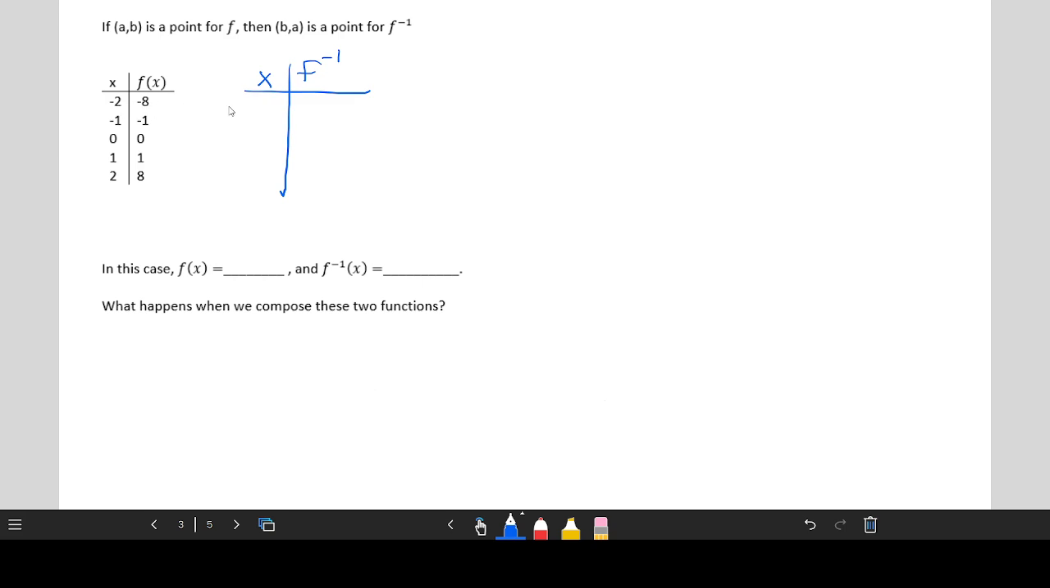So for example, for the first point, we're going to switch and it's going to be (-8, -2). And when we switch the x and the y coordinate for the next point, we get the same point, but that's okay. And that's going to happen a couple more times. And then the last point is (2, 8), so the inverse will have the point (8, 2).